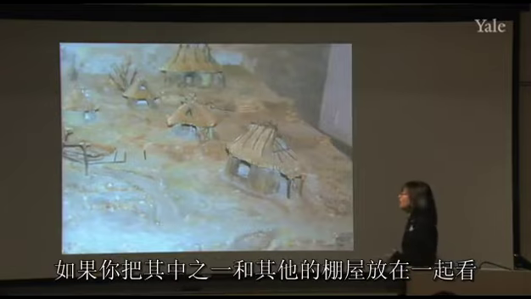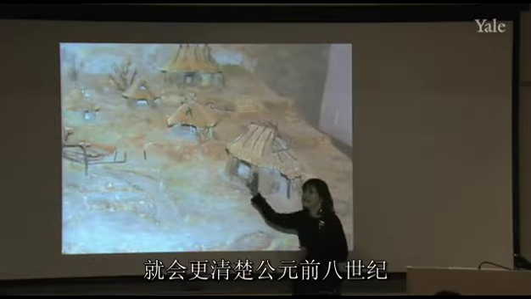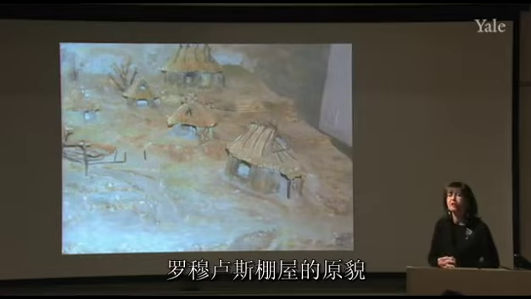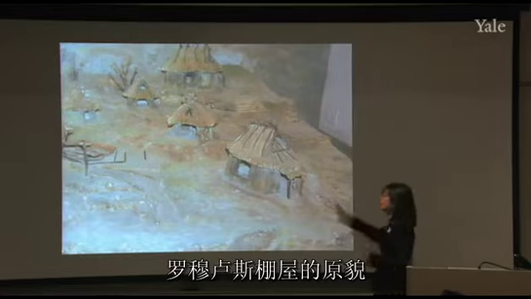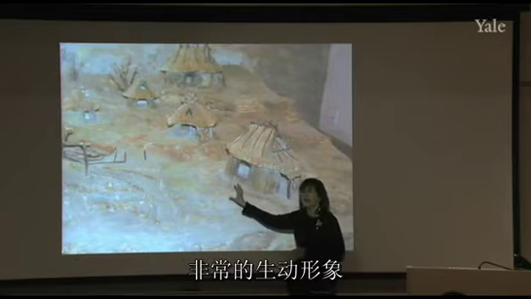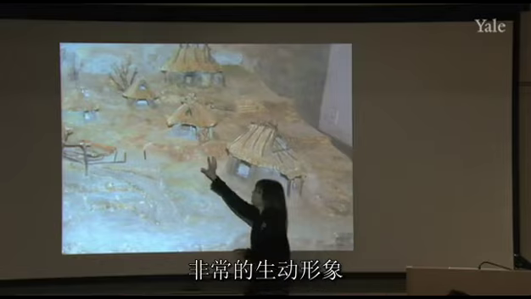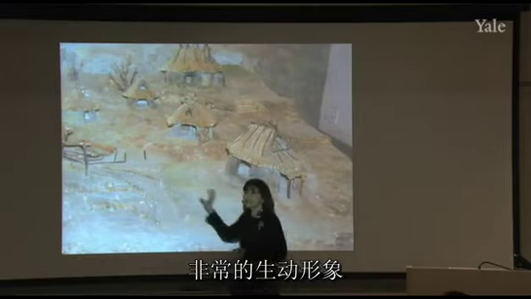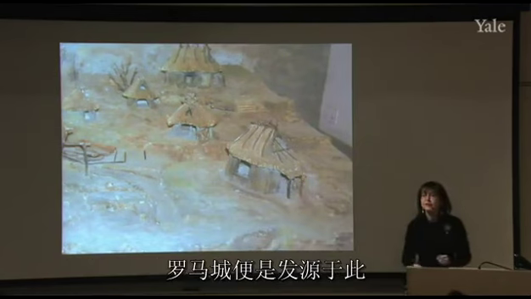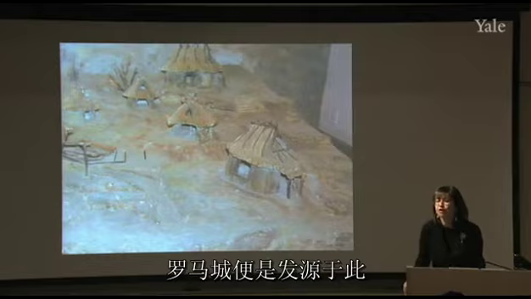And if you take one of those huts and you combine it with another set of huts, you can get a sense of what the village of Romulus would have looked like in the 8th century BC. This is a model that is on view in the Archaeological Museum on the Palatine Hill today, and it gives you a very good sense of the village of Romulus in the 8th century. And of course, it was from this village that the great city of Rome grew.